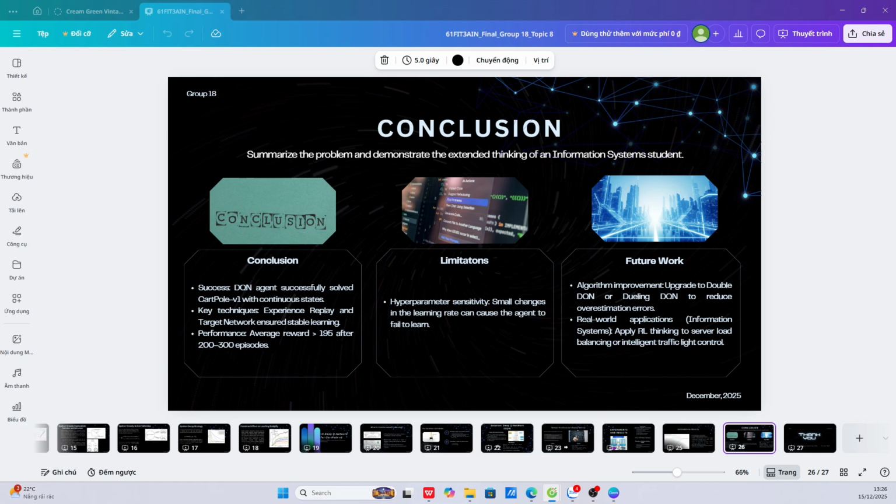And for future work to improve it, we suggest implementing double DQN or dueling DQN to reduce overestimation errors. We can also apply this logic to real-world problems like server load balancing.